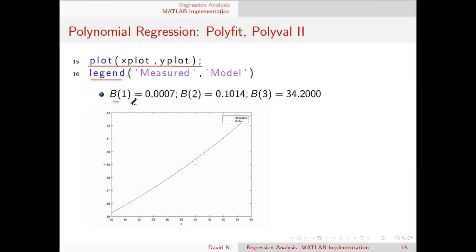B1 we find to be equal to 0.007, B2 is equal to 0.101, B3 is equal to 34.2. Now, unlike the previous regress command which we used, in which B1 was equal to 34, B2 was equal to 0.1 and B3 was equal to 0.007, the inherent building of Polyfit and Polyval is such that B1 is the largest exponent's coefficient, and in the successive order, B3 is the constant coefficient.